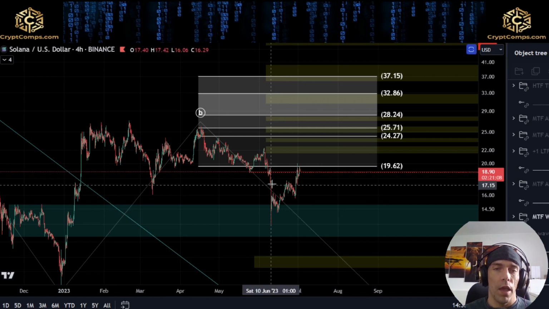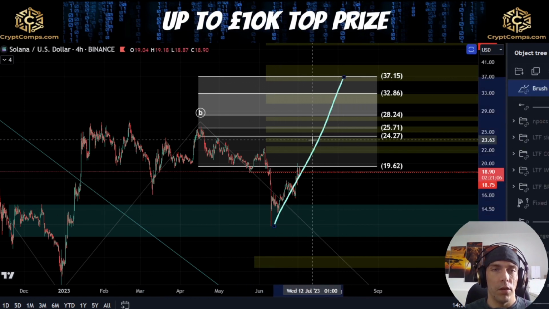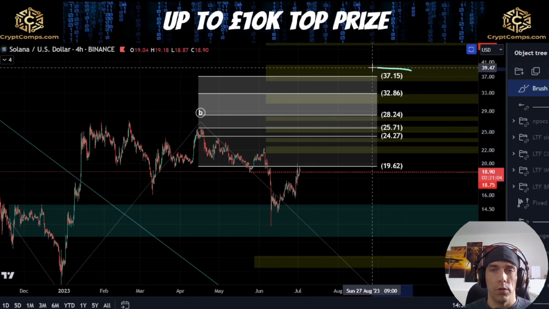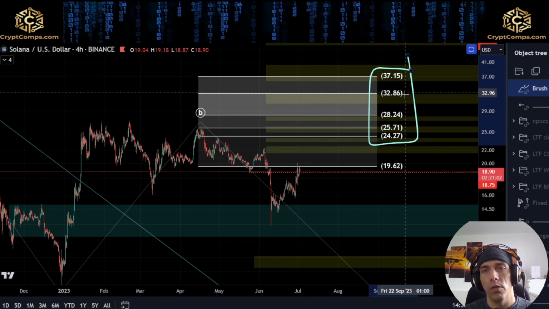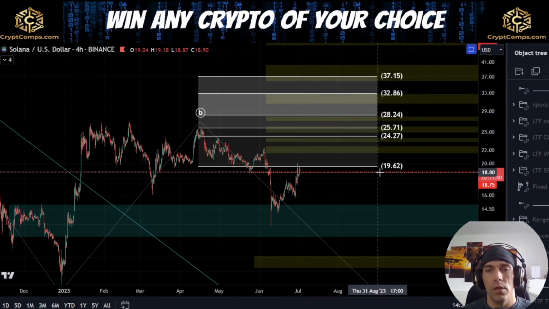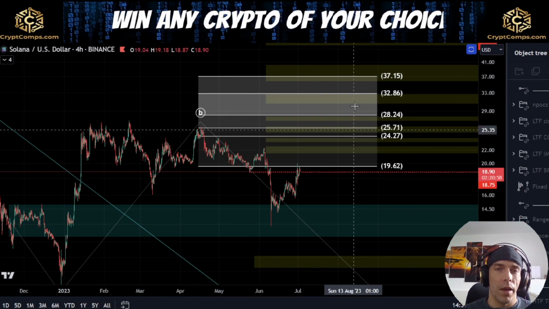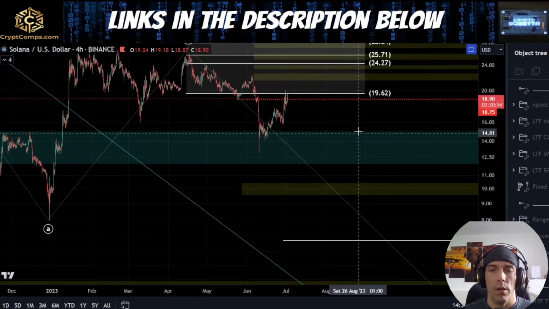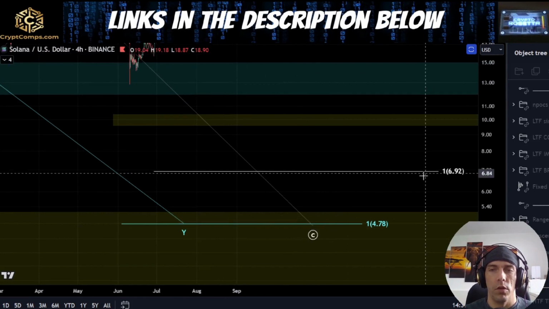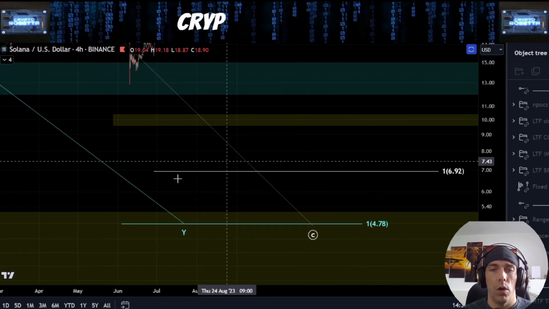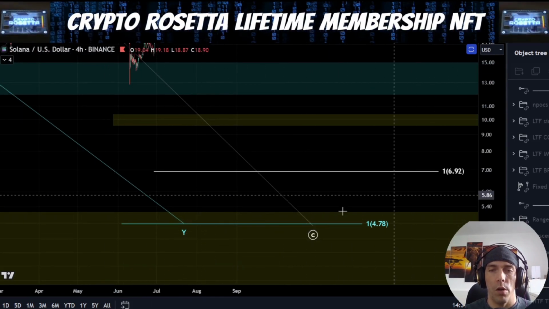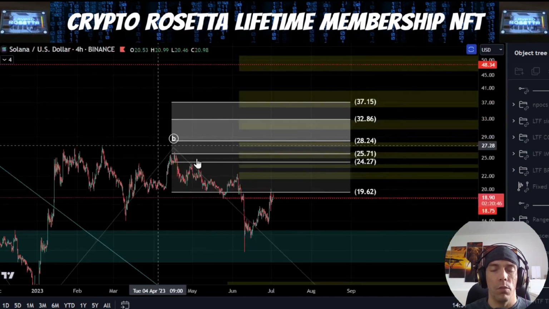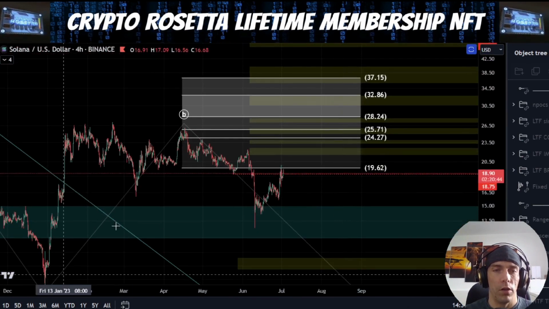for a C wave. Even if we do move back to the upside here, we still need to be cautious, because for as long as we remain in this range of 37.15 to 19.62, we can look for continuation to the downside in this C wave, which could potentially push us down towards this $6.92, or if it's a one-to-one with this as a Y wave, potentially this 4.78. So make sure you watch that video for more context on those moves.